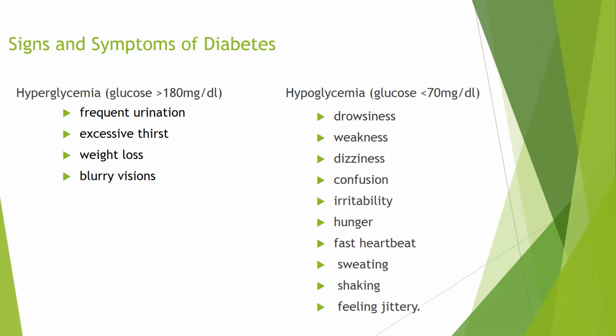Some of the signs and symptoms of diabetes include hyperglycemia or high blood sugar. High blood sugar would be 180 milligrams per deciliter. With that, you'll have frequent urination, excessive thirst, weight loss, and blurry vision.